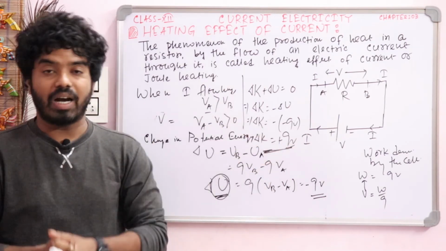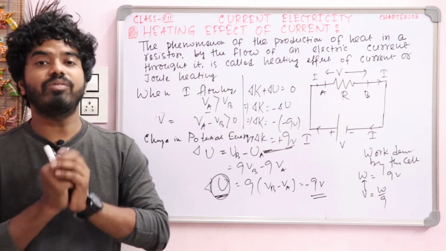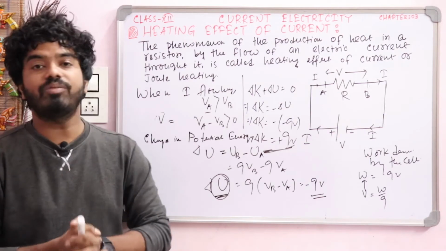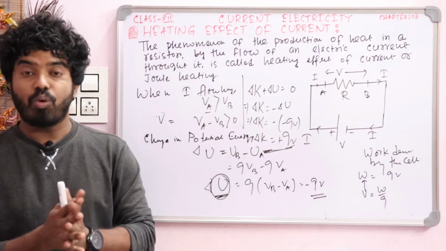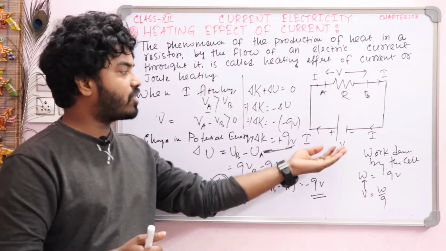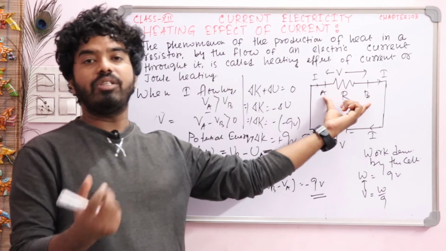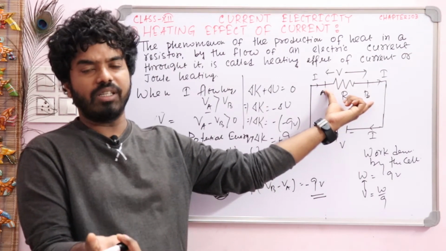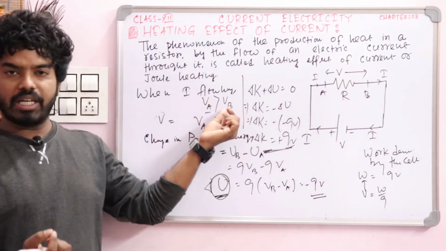This form of kinetic energy is transferred in the form of heat energy, in the form of light energy, and this is the meaning of the heating effect of current in a resistor. So what actually happened here? When a steady current I flows through this circuit, between these two terminals, the change in potential is more than 0, and this means the potential at point A is more than the potential at point B.